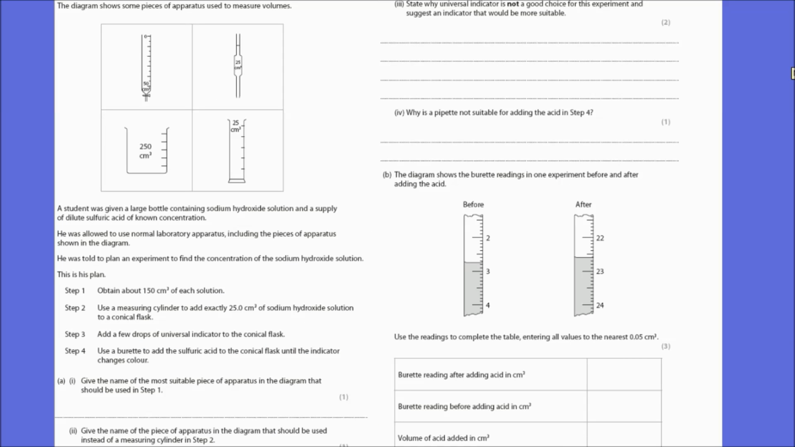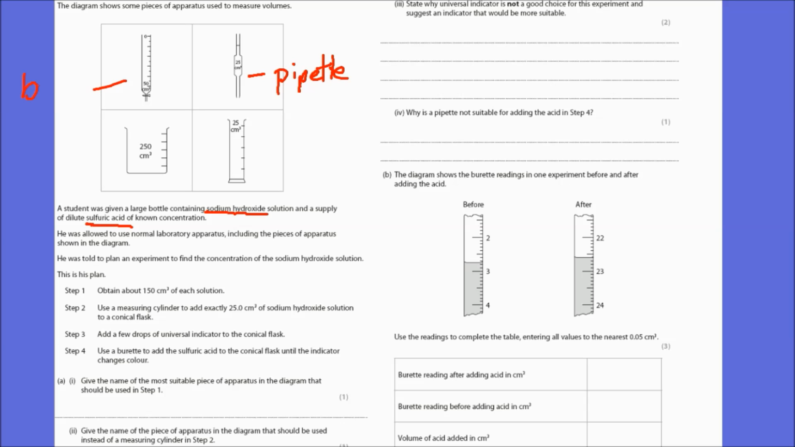The final question talks about a titration, where we react an alkali, sodium hydroxide here, with some sulfuric acid. And first of all, you're presented with 4 different pieces of apparatus which are used to measure volumes. Hopefully you know the names of these. This is a pipette, and that is very, very accurate, and it only measures one specific volume, in this case 25 centimetres cubed.